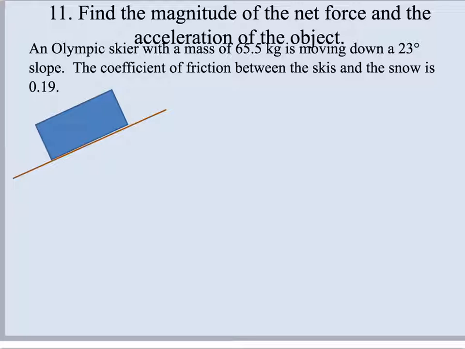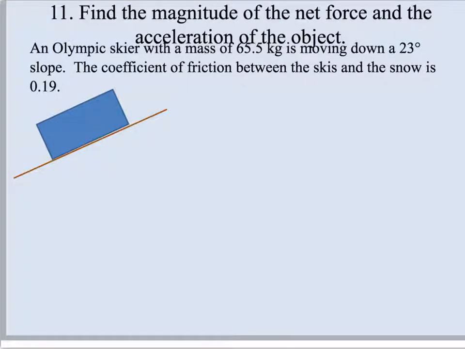So the last problem on our second law notes says find the magnitude of the net force and the acceleration of the object. An Olympic skier with a mass of 65.5 kilograms is moving down a 23-degree slope. The coefficient of friction between the skis and the snow is 0.19. All right, so I think for this one, we probably can get away with putting the free body diagram right over top of our picture. Let's see if we can get that done.